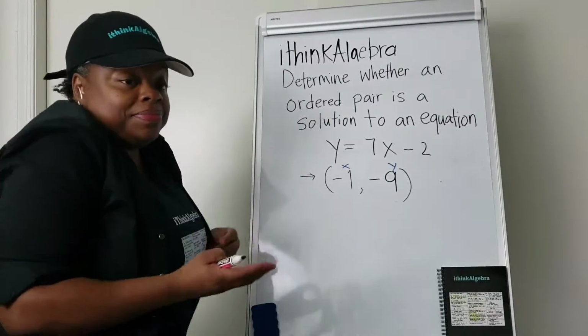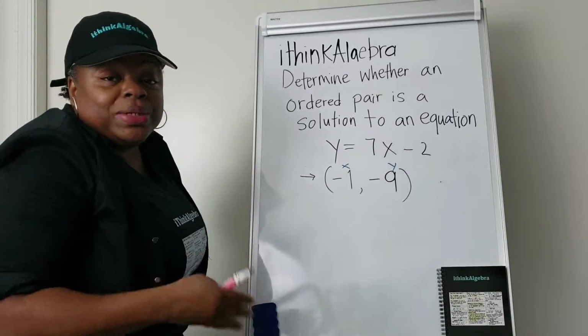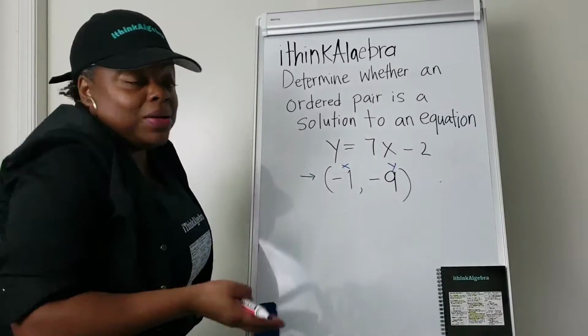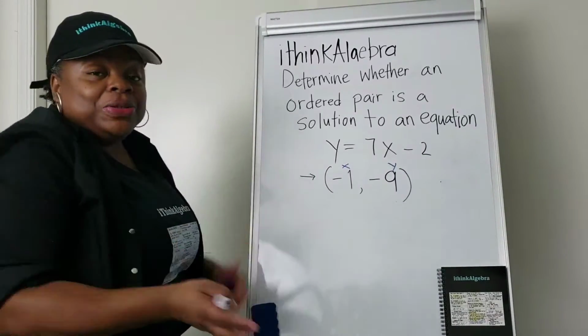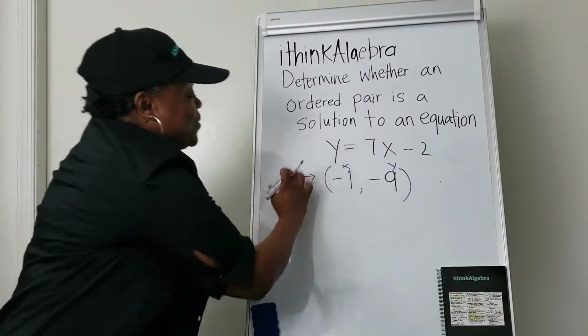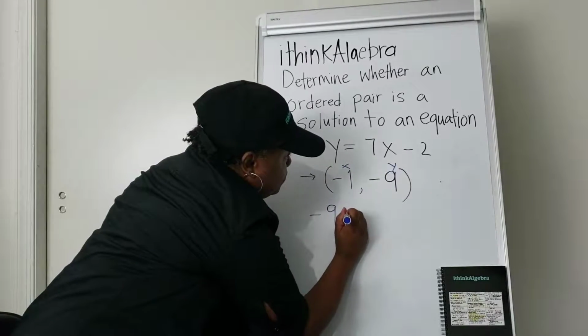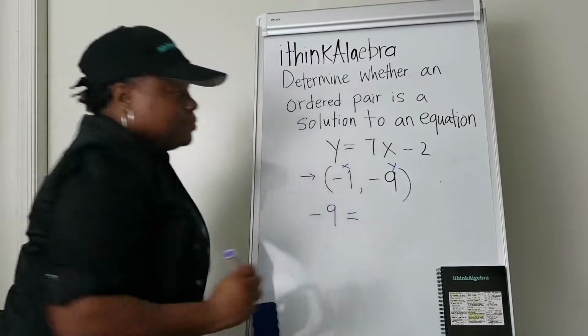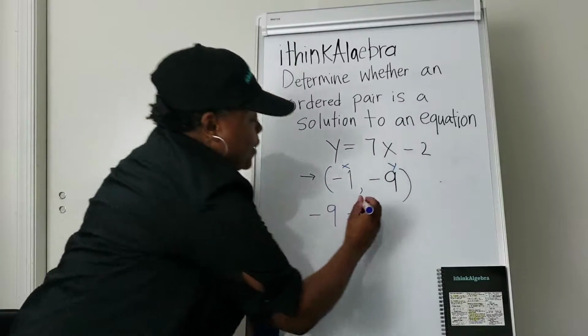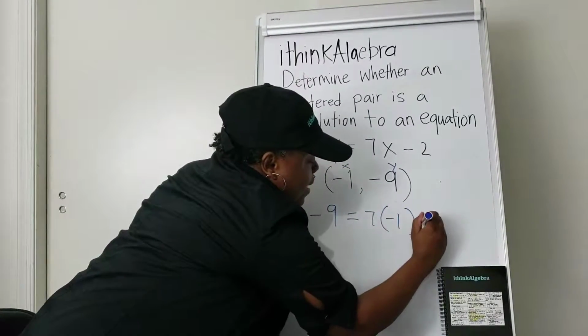You like to do the left side first or the right side, whatever side you want to do. If you want to start with x, you like x better than y, it doesn't matter. You can do you. In math, you can do you as long as you follow the rules. So now y is -9. And now I'm going to replace the x with -1.